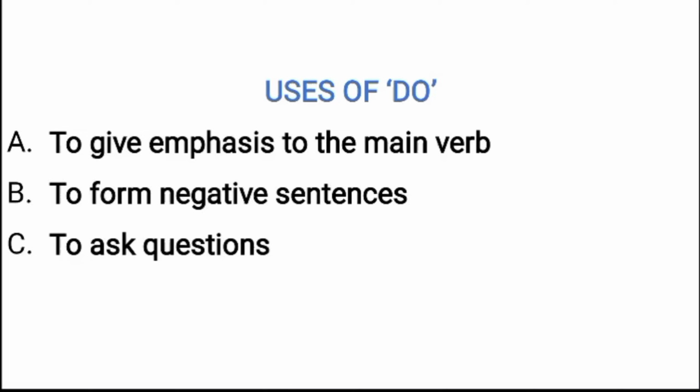Uses of do. A. To give emphasis to the main verb. Emphasis simply means to express a strong feeling or strong opinion. Then B. To form negative sentences. We simply form negative sentences by adding not to the auxiliary verb. Then C. To ask questions.